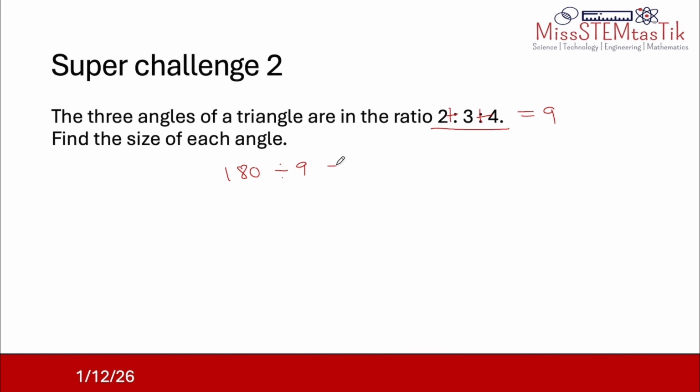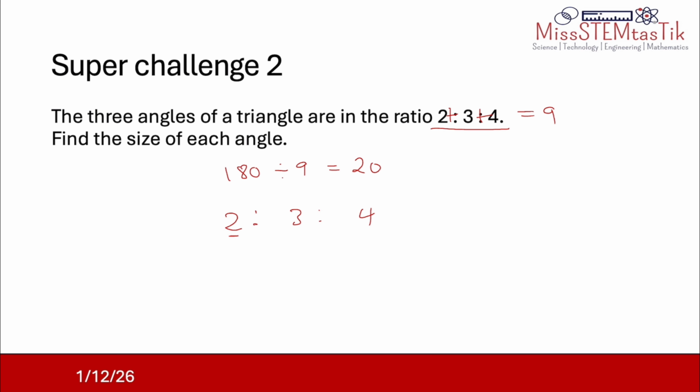So 180 divided by 9 would be 20. That means each of these parts is worth 20 degrees. Now I am going to multiply each of the ratios by 20. So I'm going to write the ratios out first: 2 to 3 to 4.